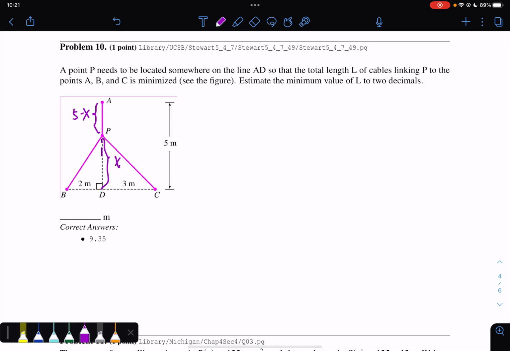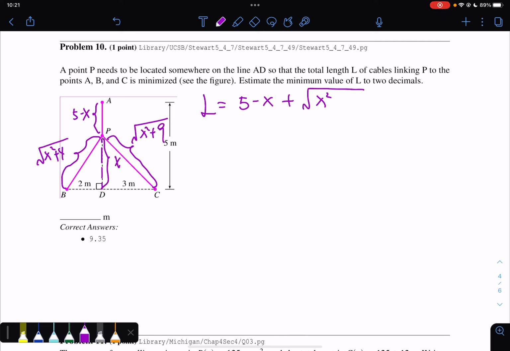So if I know this piece is x, that is 2, because of Pythagorean theorem, it's square root of x squared plus 2 squared, which is 4. This is square root of x squared plus 3 squared, which is 9. So my total length is 5 minus x plus square root of x squared plus 4 plus square root of x squared plus 9. So once I have my formulation, I'm pretty much all set. All I'm looking for is to find the smallest value for the summation.